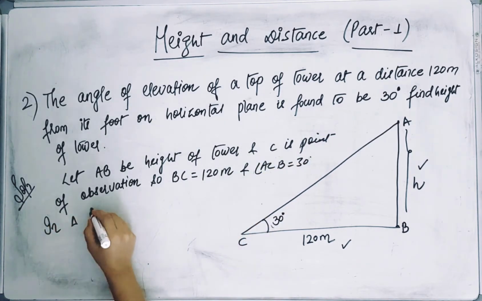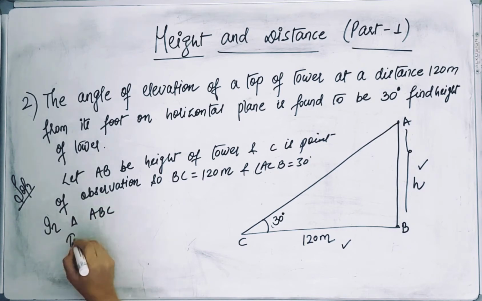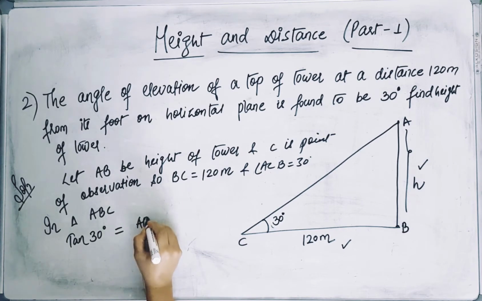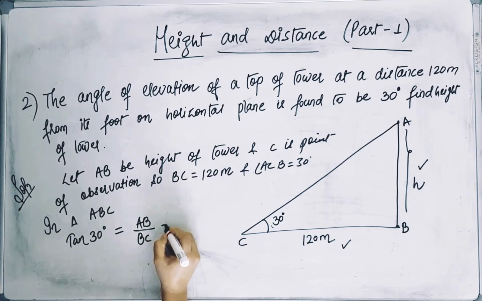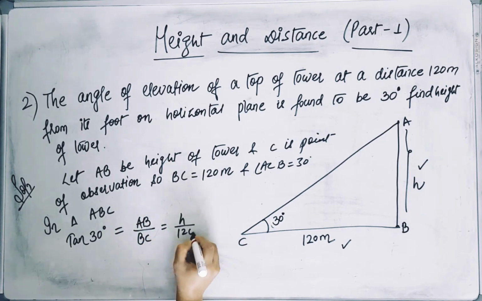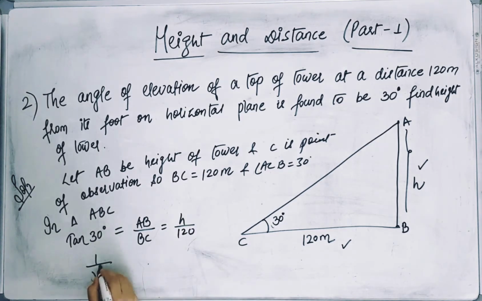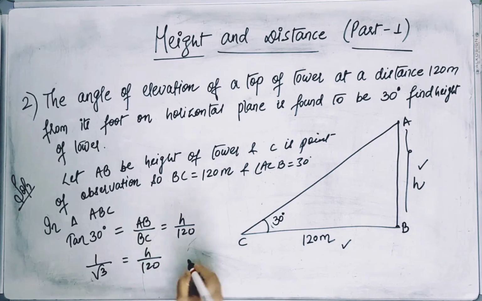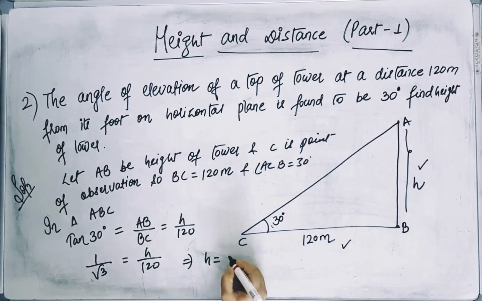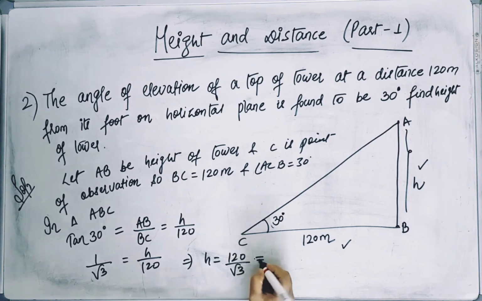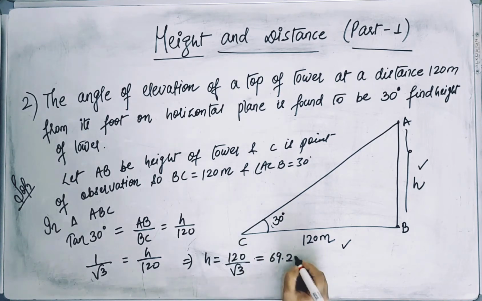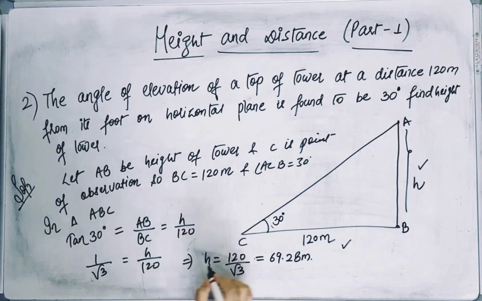So same as before, in triangle ABC, tan 30 degree is what? Perpendicular upon base, that is AB by BC. This is equal to h by 120. Tan 30 is 1 by root 3. So we'll write h by 120. This implies that h is equal to 120 by root 3. Thus, its value will be approximately 69.28 meter.